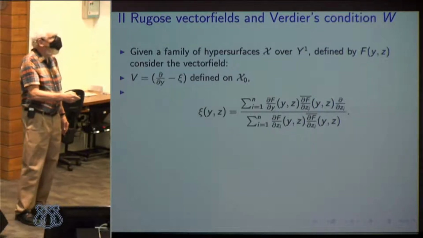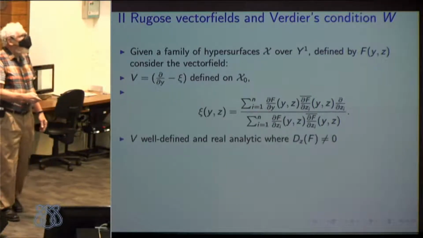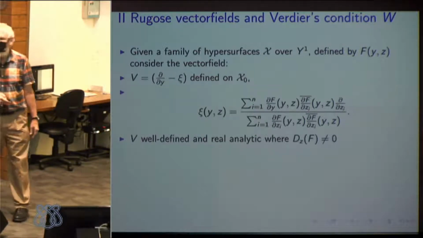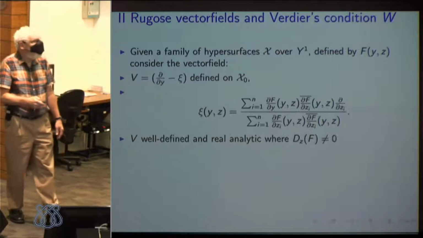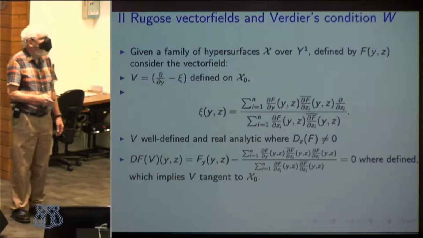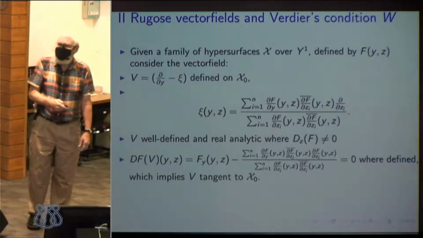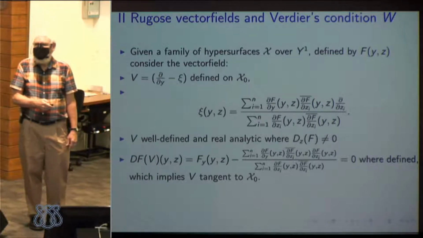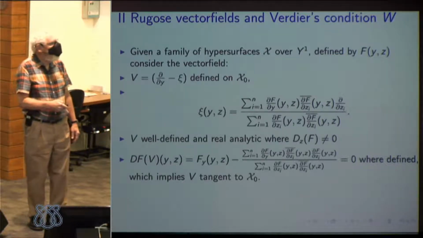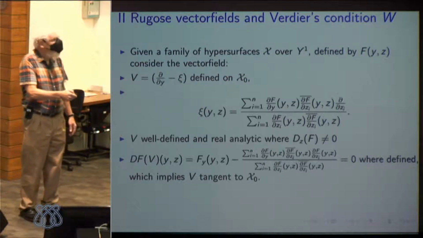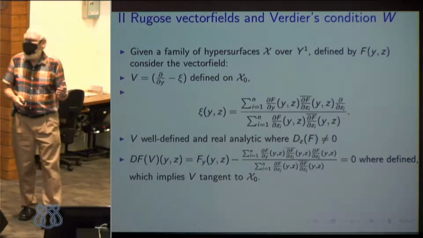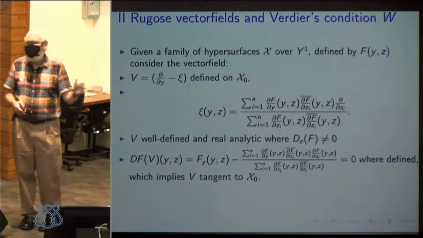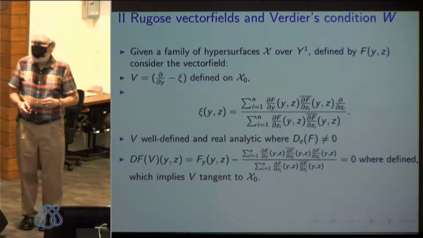All right, what happens? Well, first off, v is well defined whenever the derivative with respect to z is not 0. And furthermore, if we apply this vector field to f, we see that it's 0 where defined. And so the key thing is v must therefore be tangent to X_0. So if we could integrate v, the family of homeomorphisms we get would trivialize the family.